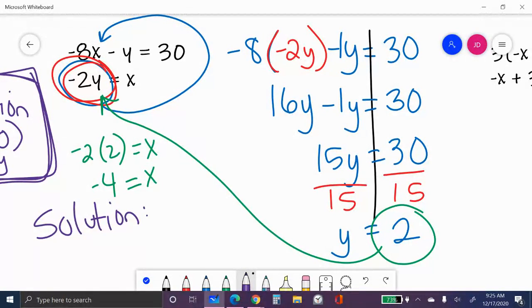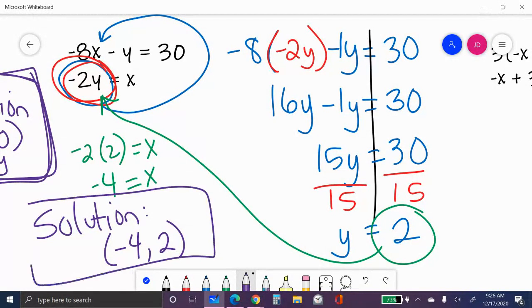So my solution is going to be 2. Nope, careful. The x value comes first, right? X is -4, so it's going to be -4, 2. Right? Always, again, make sure the x value starts and then the y value is the second part of your ordered pair. And there is my solution.